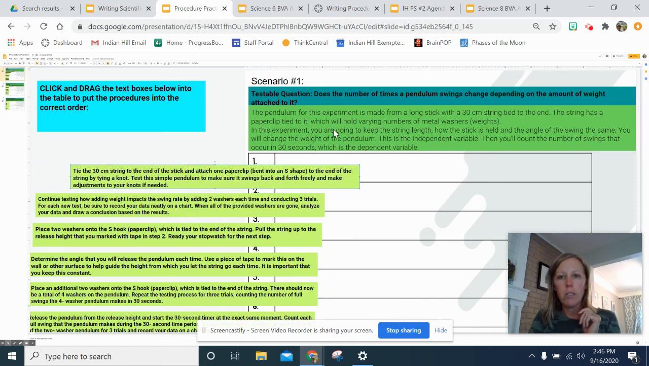Okay, so think about this scenario. And what I liked about this, these were some good, well-written procedures. So I think reading these will help you put them in order. Then it'll help you kind of think about and process the type of procedures you'll need.